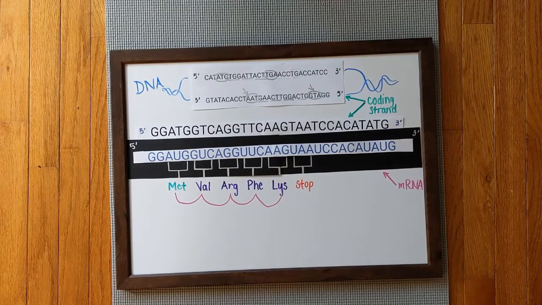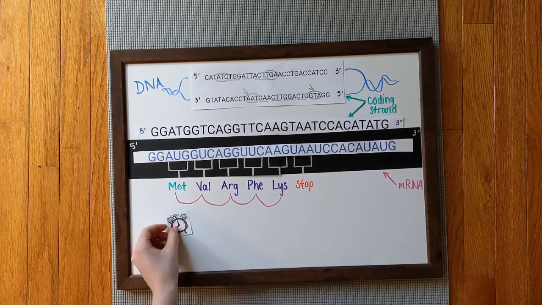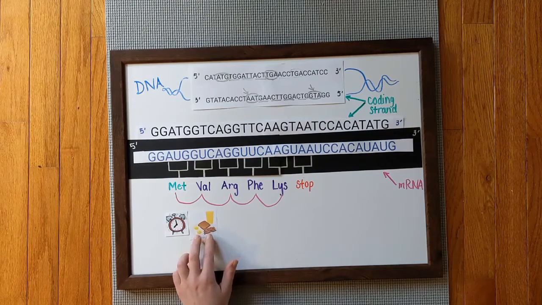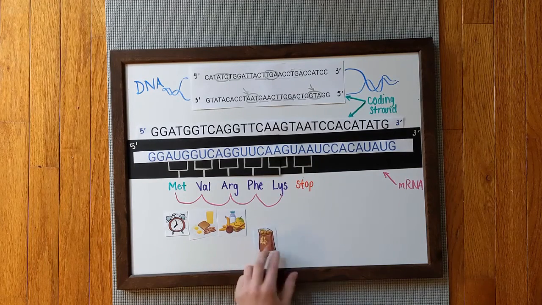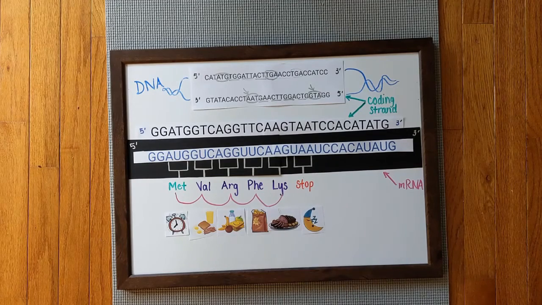I would like to make the comparison of going throughout our day and eating meals. So the methionine amino acid signaling the start of our day can be represented by an alarm clock. The next amino acid can be represented by our breakfast, the next amino acid being our lunch, the next one being a snack before dinner, and the next one being dinner. The stop codon signifying it's time to go to bed so we can start the process over again.